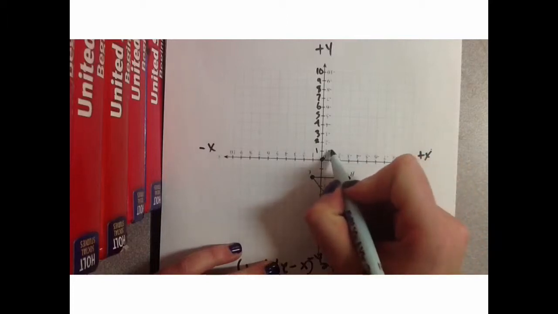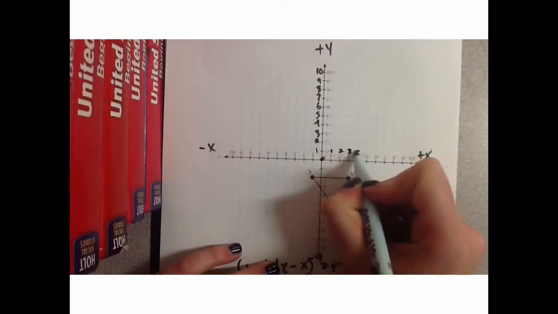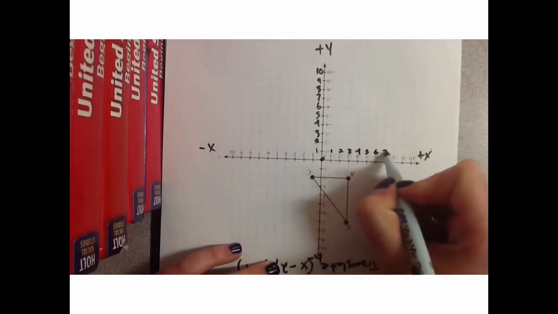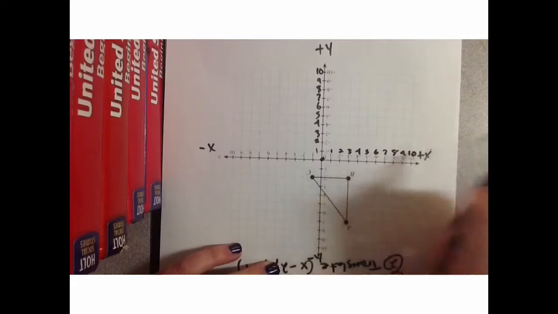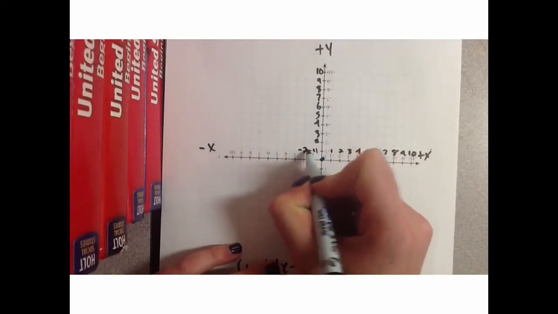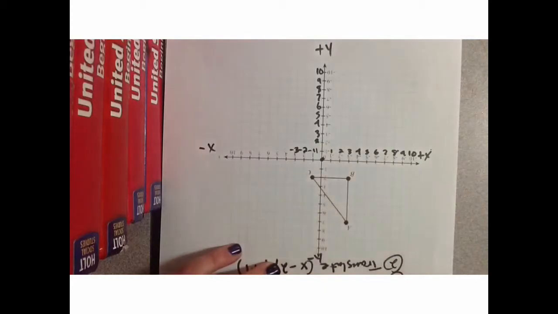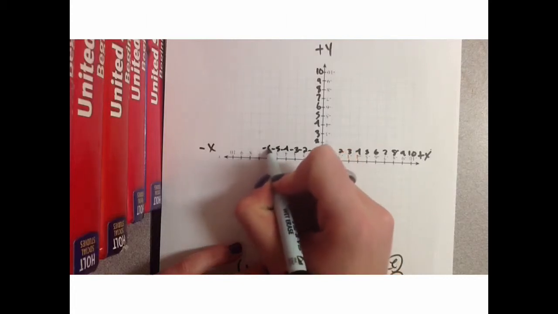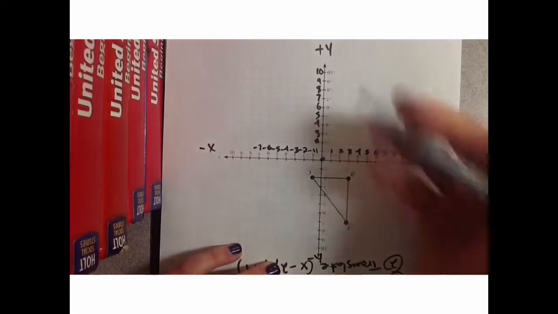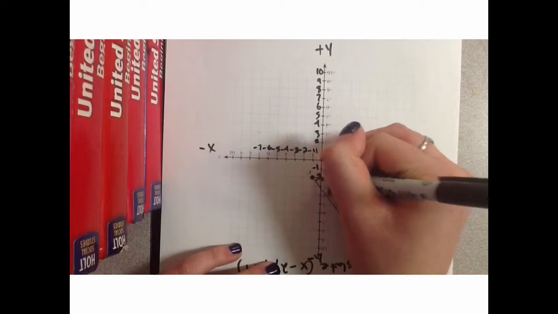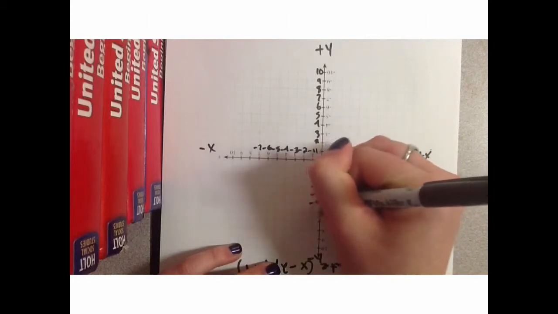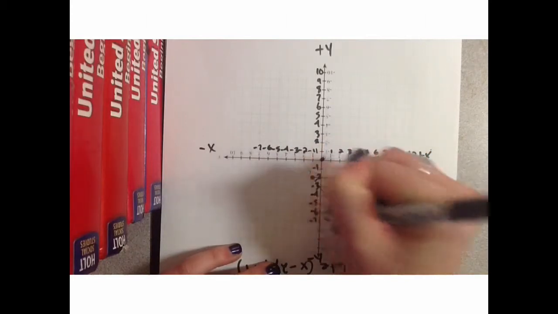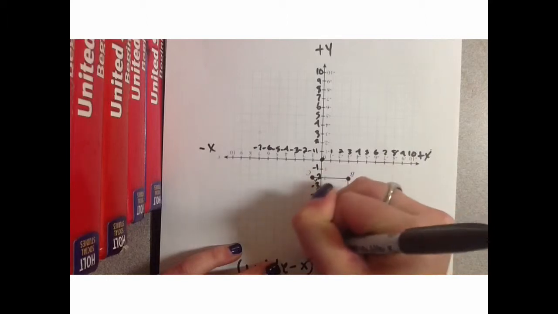Then I'm going to finish relabeling. So I have 1, 2, 3, 4, 5, 6, 7, 8, 9, 10. And I have negative 1, negative 2, because now I'm on the negative side of my x-axis, even though it used to be positive, -4, -5, -6, -7, so on and so forth. And this becomes -1, -2, -3, -4, -5, -6, -7, -8, -9, and -10.